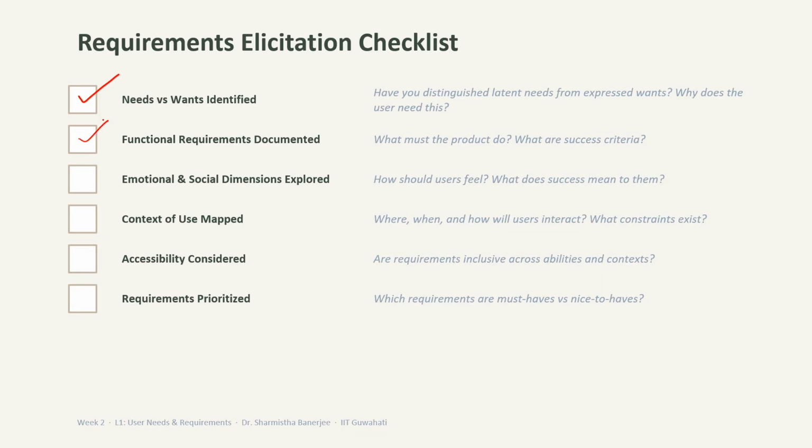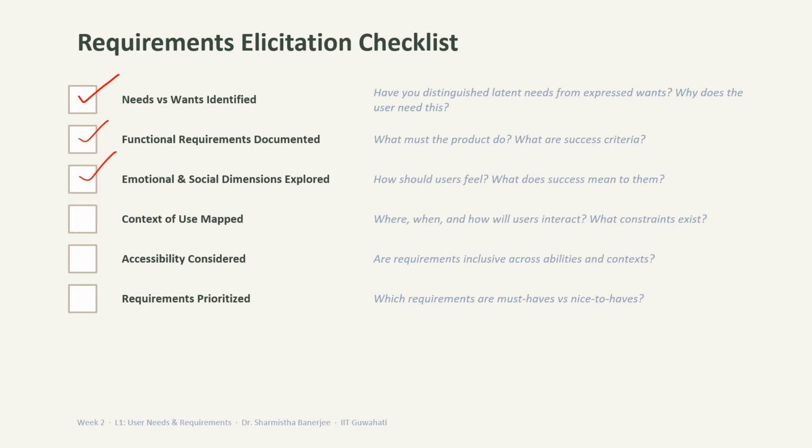The next checklist item is functional requirements: are they being documented because of your user research? So what must the product do? What are the success criteria? The third one is about the emotional and social dimensions. How should users feel? What does success mean to your users?